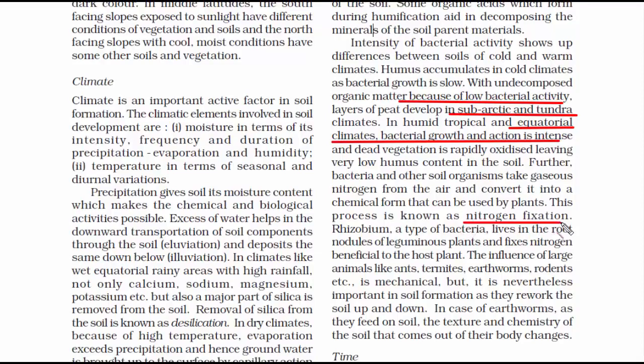Then nitrogen fixation is high in warmer regions. Then animals like ants, termites, earthworms, rodents, they feed on soil and their movement makes the soil go up and down, which changes the texture and chemistry of the soil.